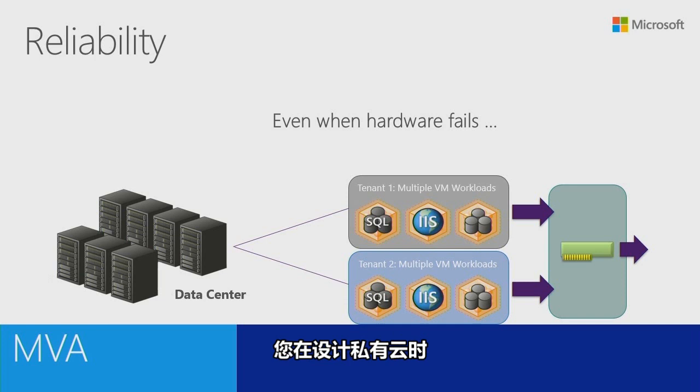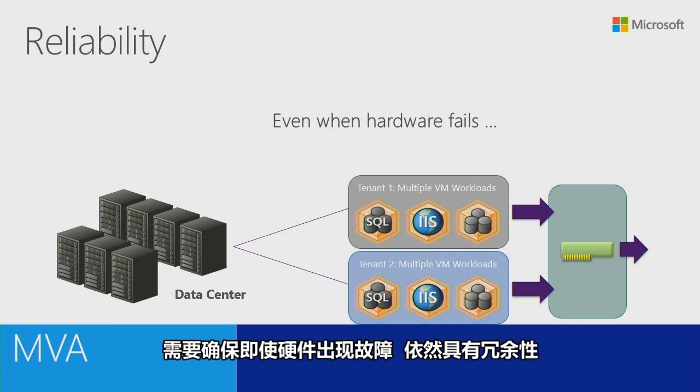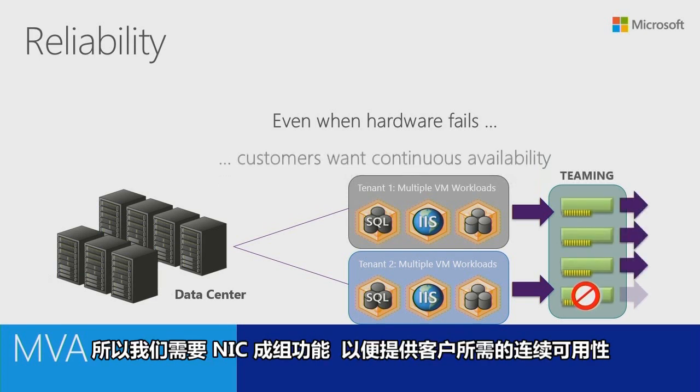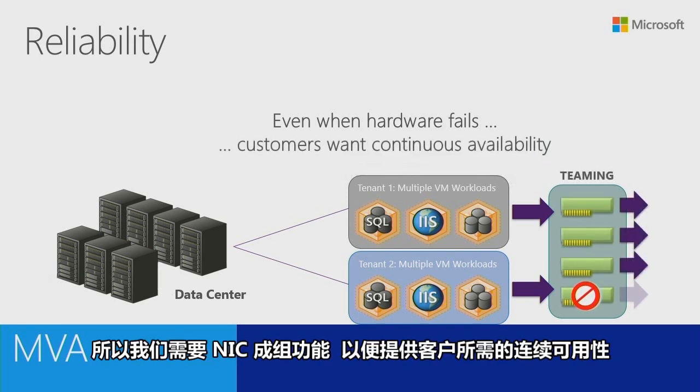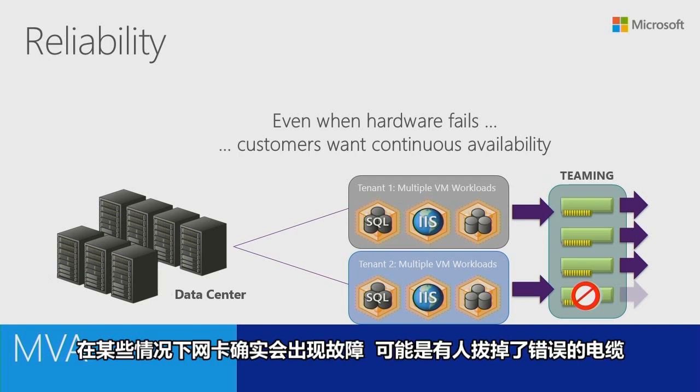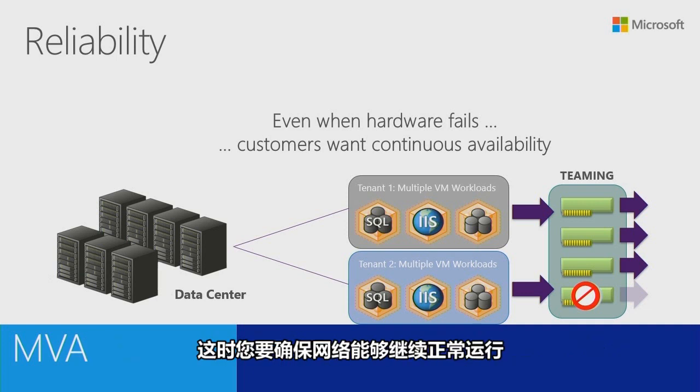Another thing was about reliability. When you're designing a private cloud, you want to make sure that even if the hardware fails, there's always redundancy there. So you want teaming. Customers want continuous availability. If a NIC fails, and NICs do fail, if someone unplugs the wrong cable, that happens as well. You want to make sure that your network continues to go right along, and you also want to be able to take advantage of aggregation as well.